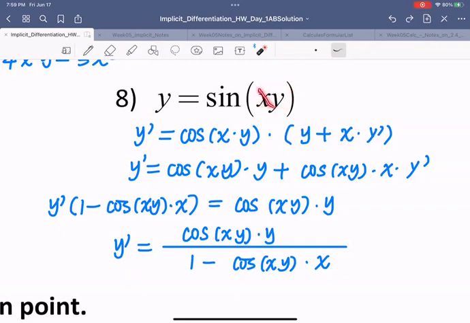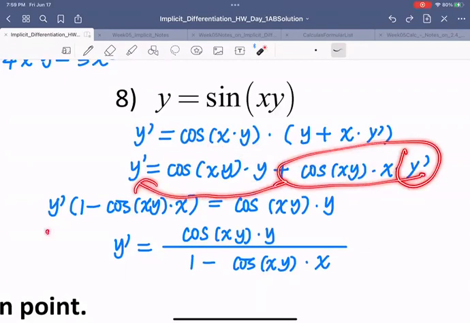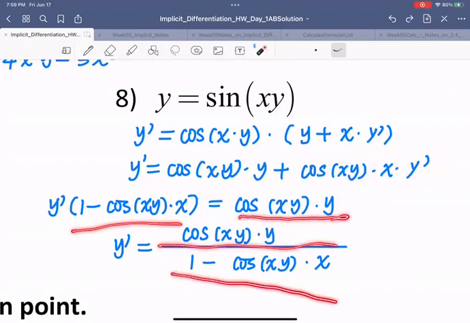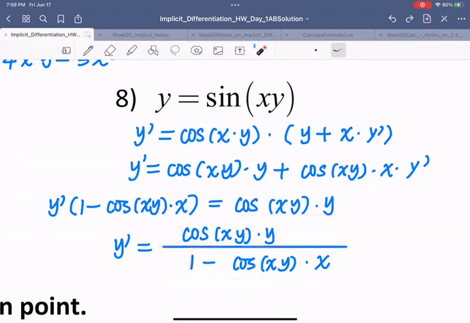X derivative is 1 times y plus x copy down times y derivative. And then you do this distribution, okay? And then this term move to the left. You have just this term. Subtract. And then you do this whole thing divided by this whole thing. Judy, you miss a 1 here. Judy, you miss this 1, okay?